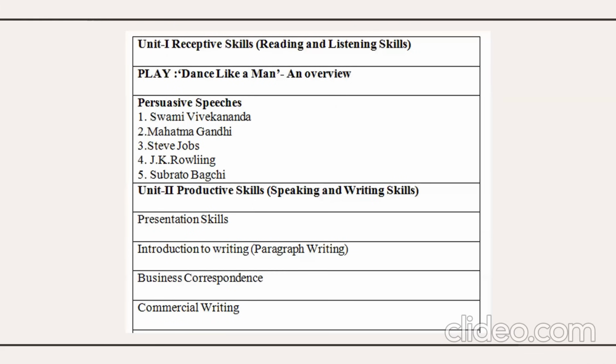To begin with, this is the syllabus. Let's have a look at it. We have a play titled Dance Like a Man, written by Mahesh Dattani, and this play has a weightage of 30 marks. Then we have 5 speeches: Swami Vivekananda's speech, Mahatma Gandhi, Steve Jobs' speech, J.K. Rowling's speech, and Subroto Bagchi's speech. Then unit 2 has 4 important topics: presentation skills, paragraph writing, business correspondence, that means business letter writing, and commercial writing. Under commercial writing, we have brochure writing, poster writing, product manual, and advertisement writing. So that's a brief glance at the syllabus.